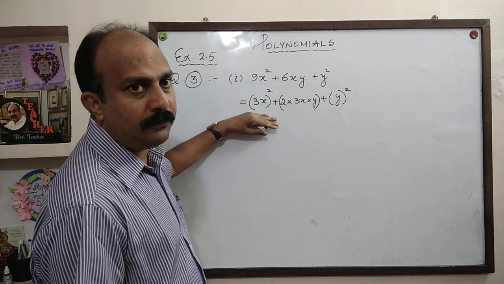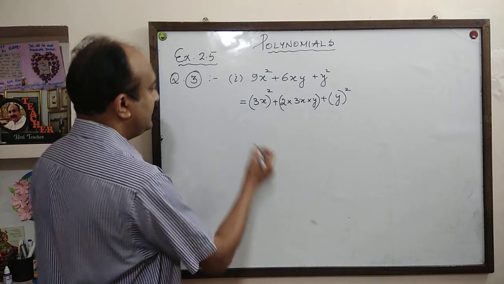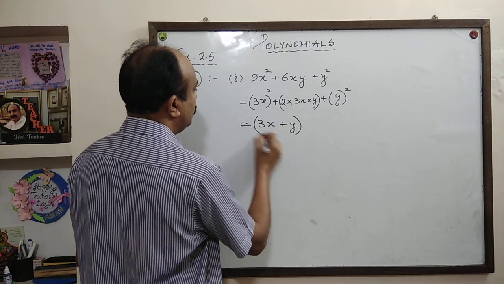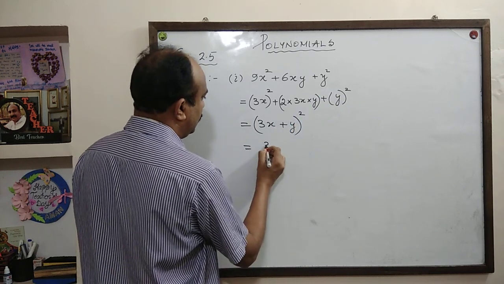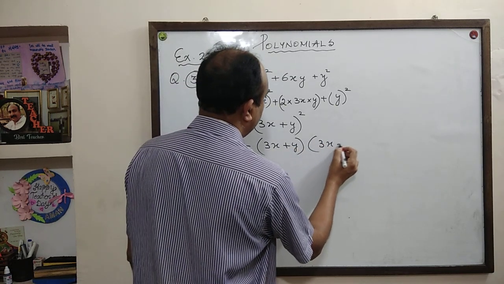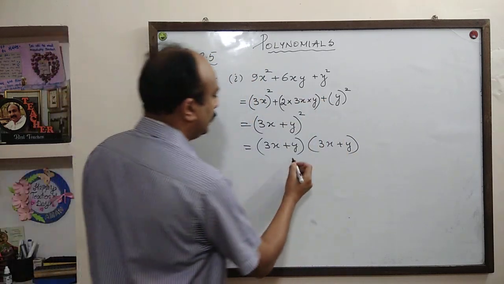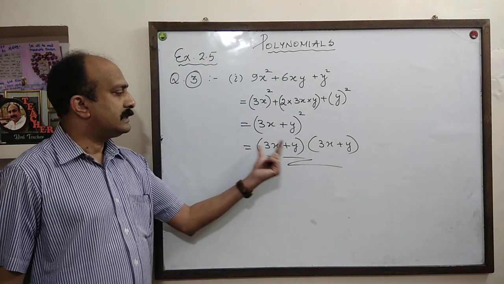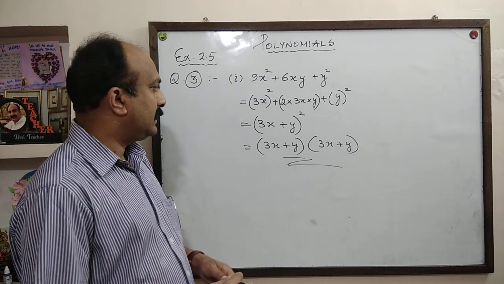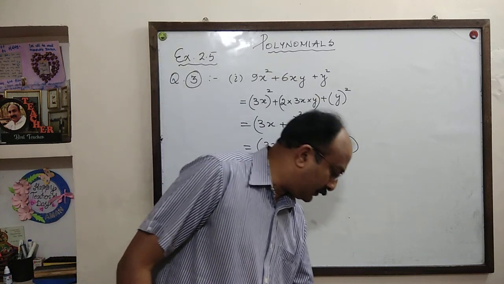So it is exactly in the form of now a square plus 2ab plus b square, which is equal to a plus b the whole square, which can be written as 3x plus y into 3x plus y. 3x plus y the whole square means 3x plus y into 3x plus y. So it is factorized. Something into something means it is factorized. So the identity that we have used for factorizing this question is a plus b the whole square.